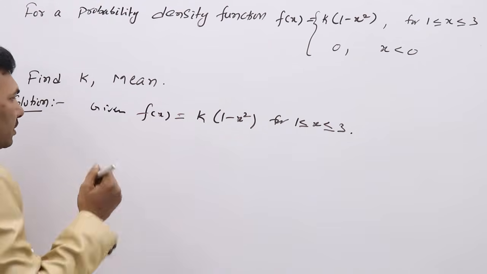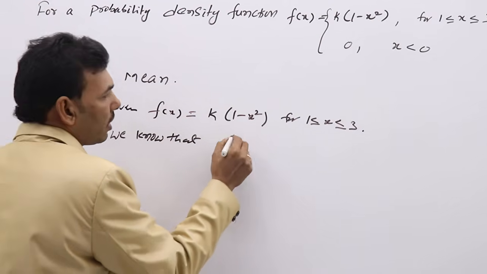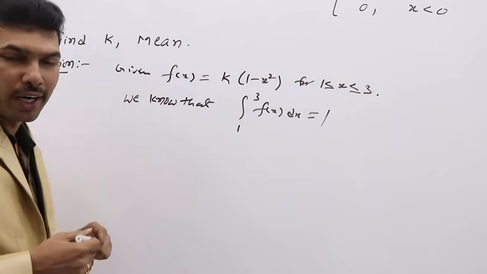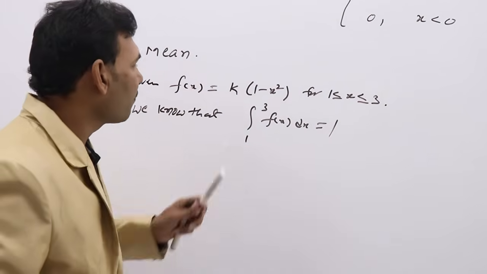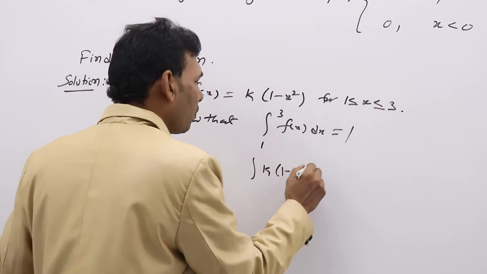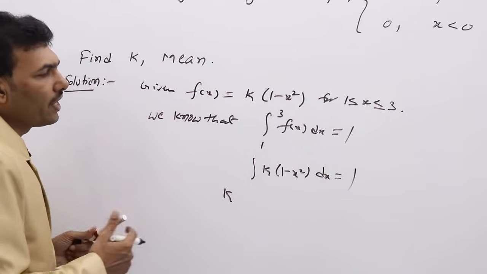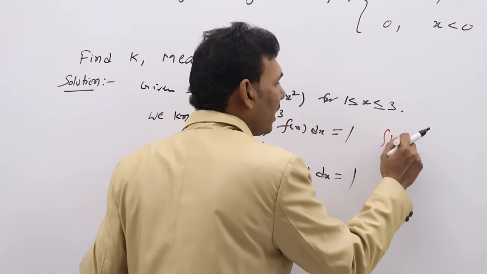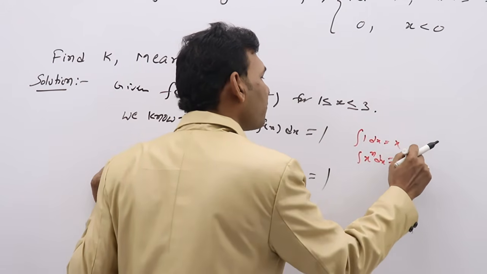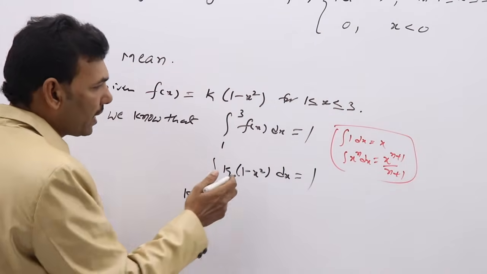We know that integral 1 to 3 f of x dx equals 1 is one of the most important properties of a density function. Using this, integral k into 1 minus x square dx equals 1. K is constant. Now integrate. We all know that integral 1 dx is x and integral x power n dx is x power n plus 1 by n plus 1. Using these two formulas, what can we write here?